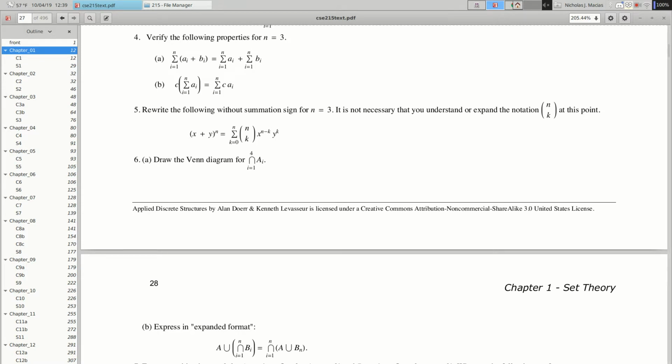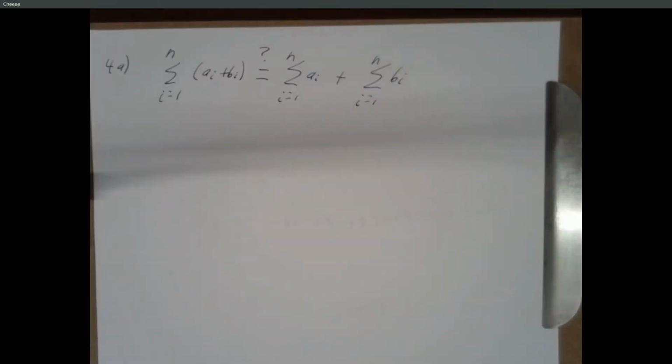How about verifying these properties for n equals 3? So let's look at this first one, and the second one is basically the same. So sum from i equals 1 to n of the quantity a_i plus b_i equals the same thing if we split this into two summations. So we're asked to verify that this is equal to that.